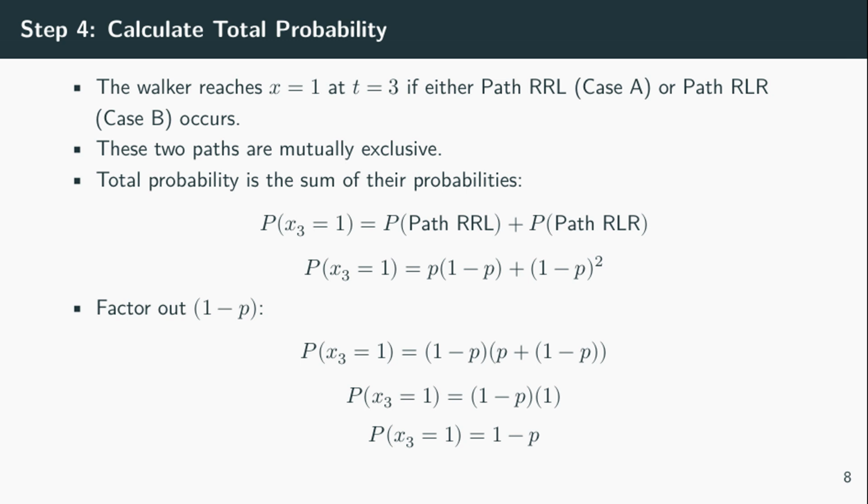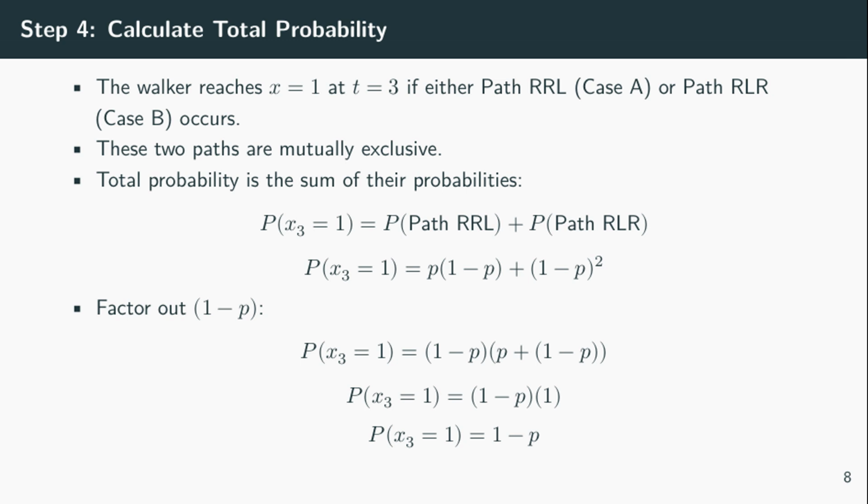Alright, step 4, calculating the total probability. The walker reaches x equals 1 at time t equals 3 if either path RRL occurred, that was case A, or path RLR occurred, that was case B. These two specific sequences of steps are completely separate possibilities. They are mutually exclusive. Therefore, the total probability of being at x equals 1 at t equals 3 is simply the sum of the probabilities of these two paths. So the probability of x sub 3 equals 1 is the probability of path RRL plus the probability of path RLR. Plugging in what we found, that's p times 1 minus p plus 1 minus p squared.